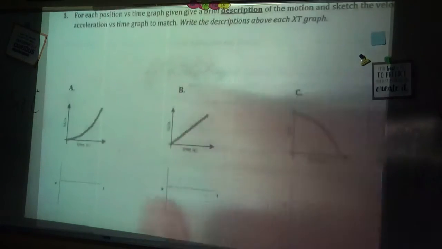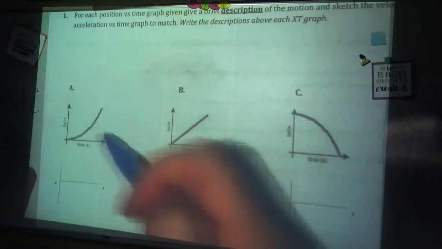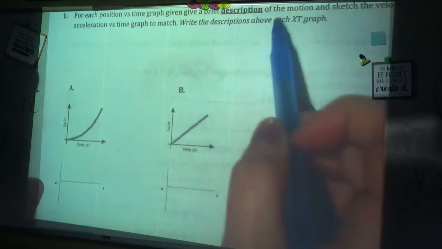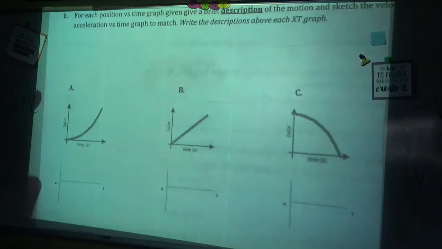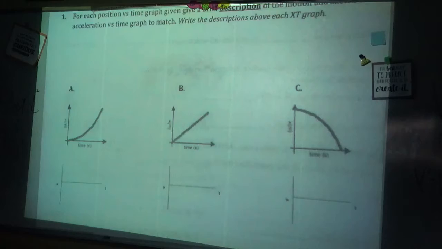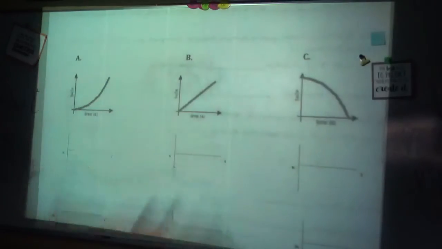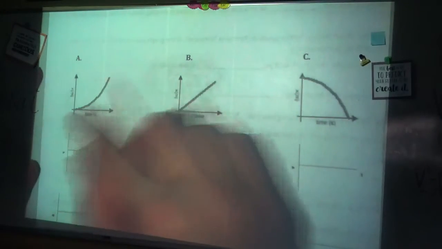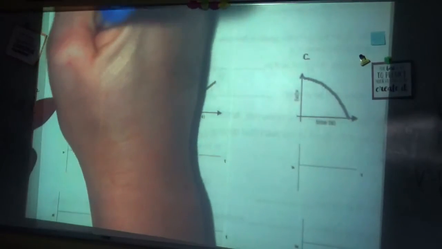Right, so for number 1, we are given position versus time graphs, and we want to give a brief description of the motion and then use that to sketch the velocity versus time and acceleration versus time. And writing the description can help, because if you look at number 1, it's going up, so that means that it's moving forward, and it's getting steeper, so that means that it's speeding up.